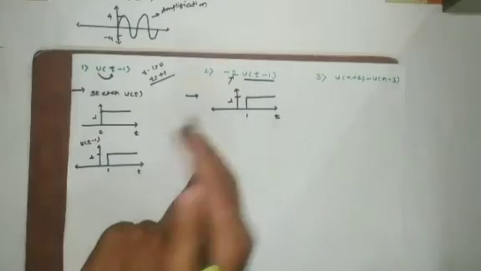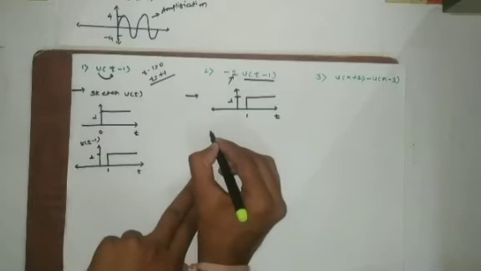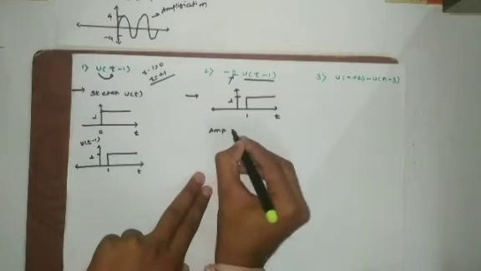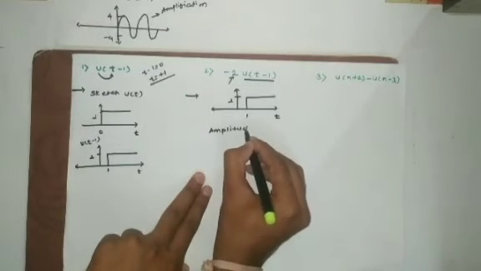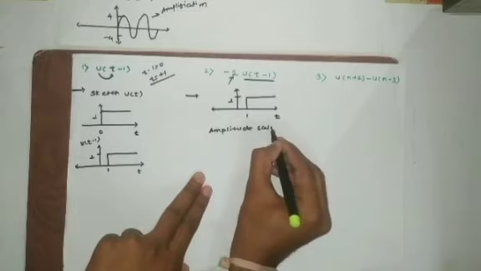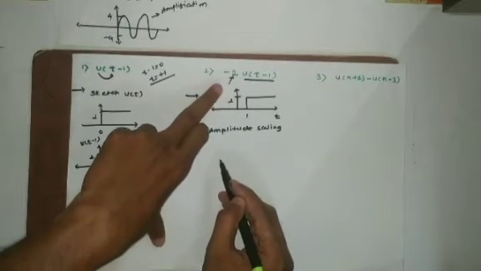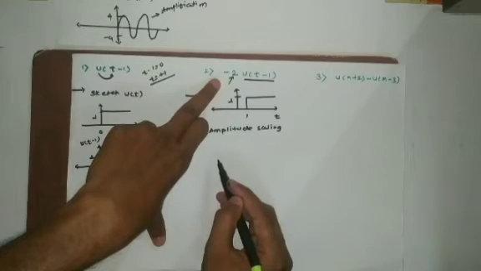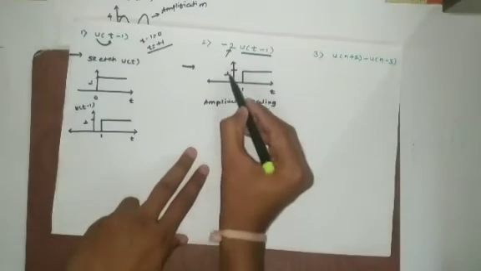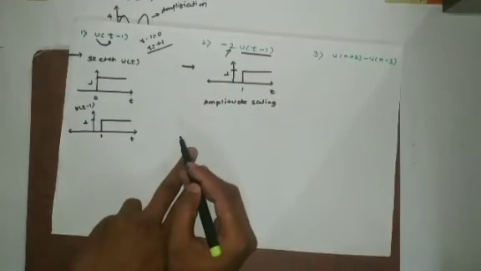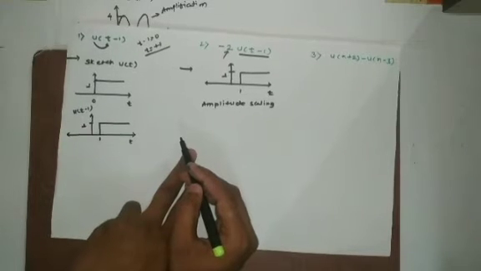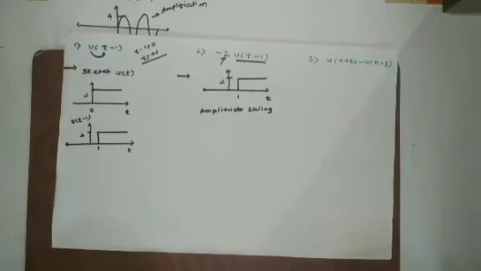So if it is multiplied by certain value, definitely we have to perform an operation that is called as amplitude scaling. That means whatever the amplitude is there, it should be multiplied with a given value as minus 2. So based on that, if I multiply 1 with minus 2, our amplitude is going to be minus 2. So this is called as an amplitude scaling operation.